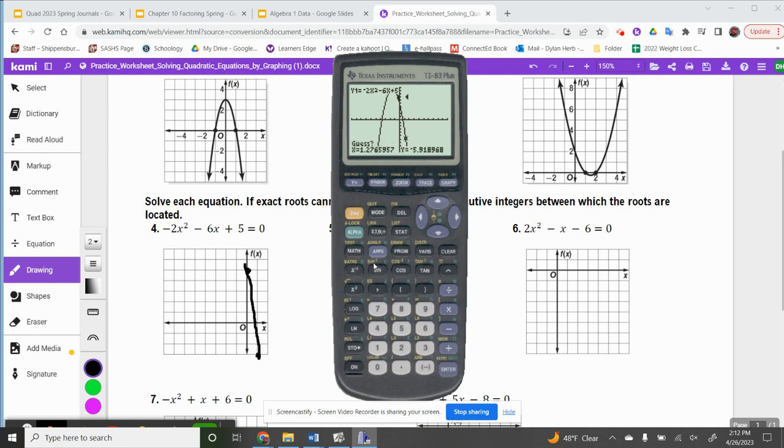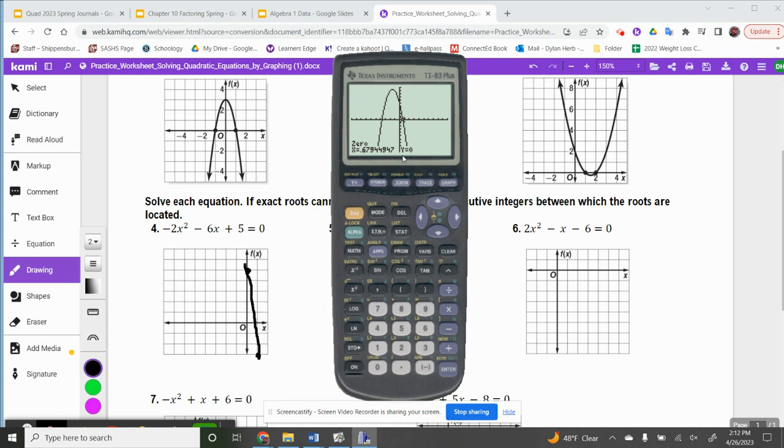I'll hit enter. And then it asks you to guess, and you don't have to guess. If you wanted to guess, you could move the cursor close and you could hit enter. But you can just click enter no matter where that cursor is at for the guess. And what this is going to give you is a rounded answer, but it's going to get as close as it possibly can to finding that 0. And the 0 of that function is at 0.68 if you rounded it. So one of our solutions is 0.68.